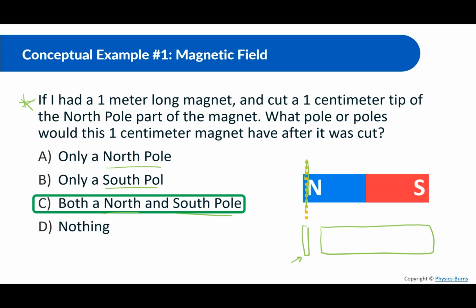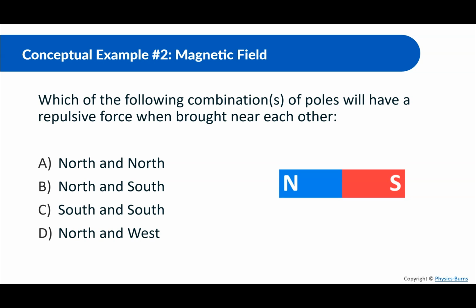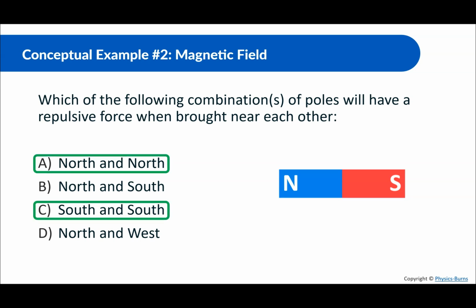Moving on. Which of the following combinations of poles will have a repulsive force when brought near each other? North and north, north and south, south and south, north and west. What's going to happen is north and north, and south and south will repel. North and west, there's no west side pole.